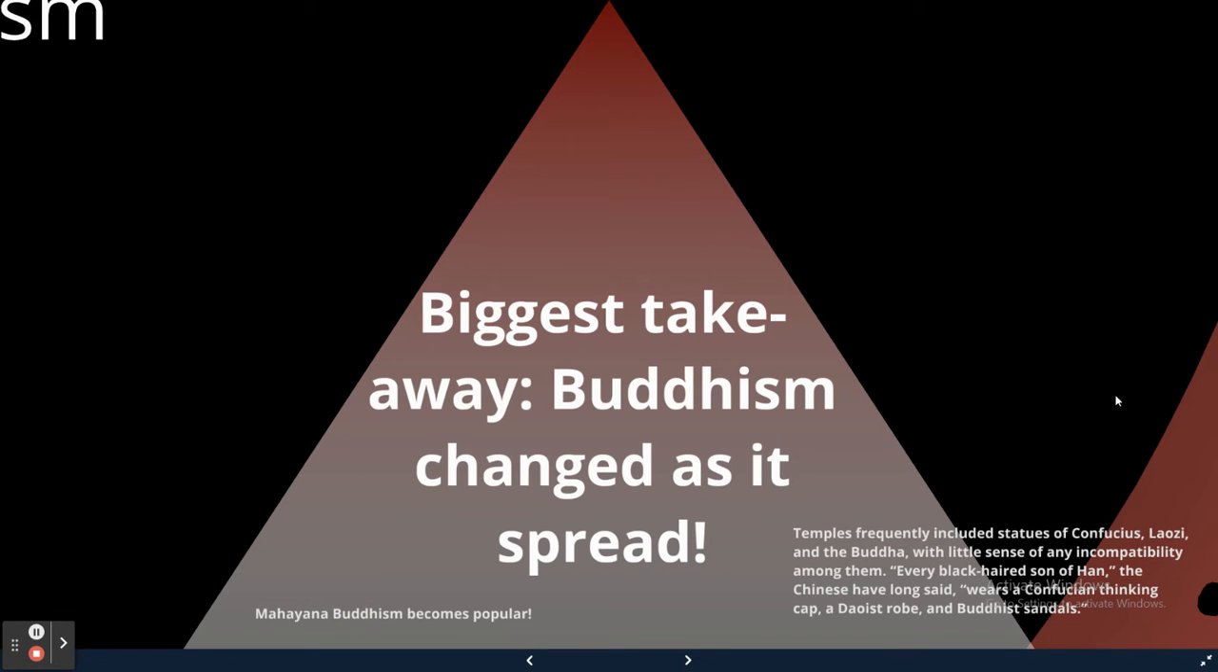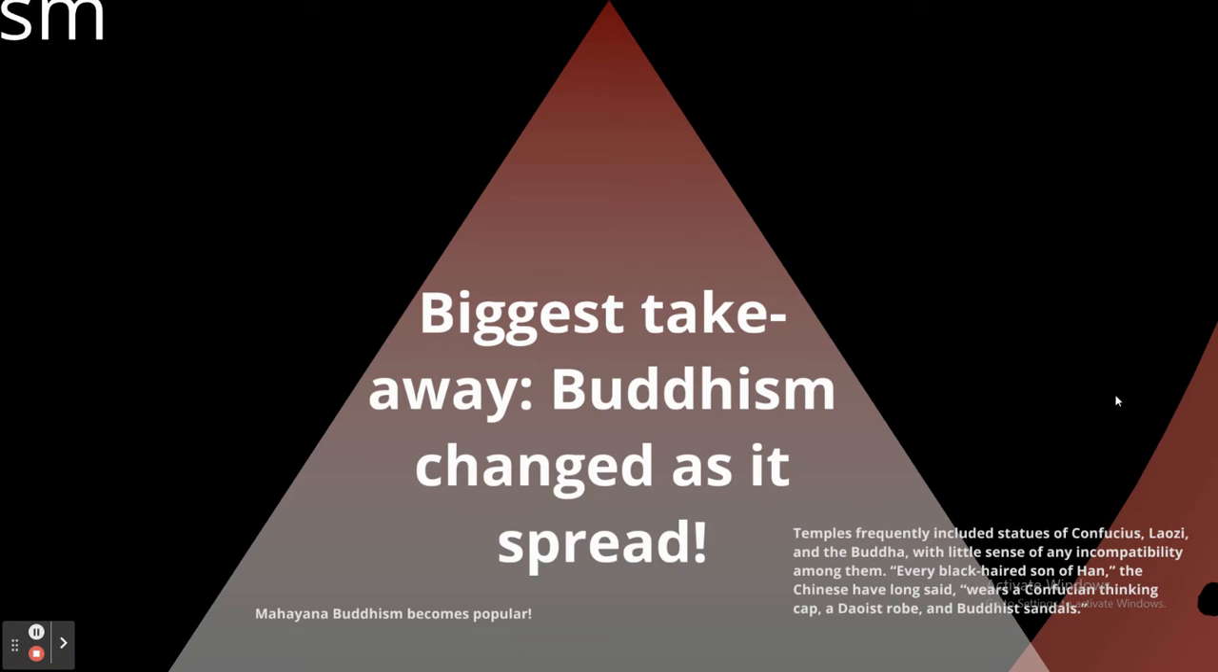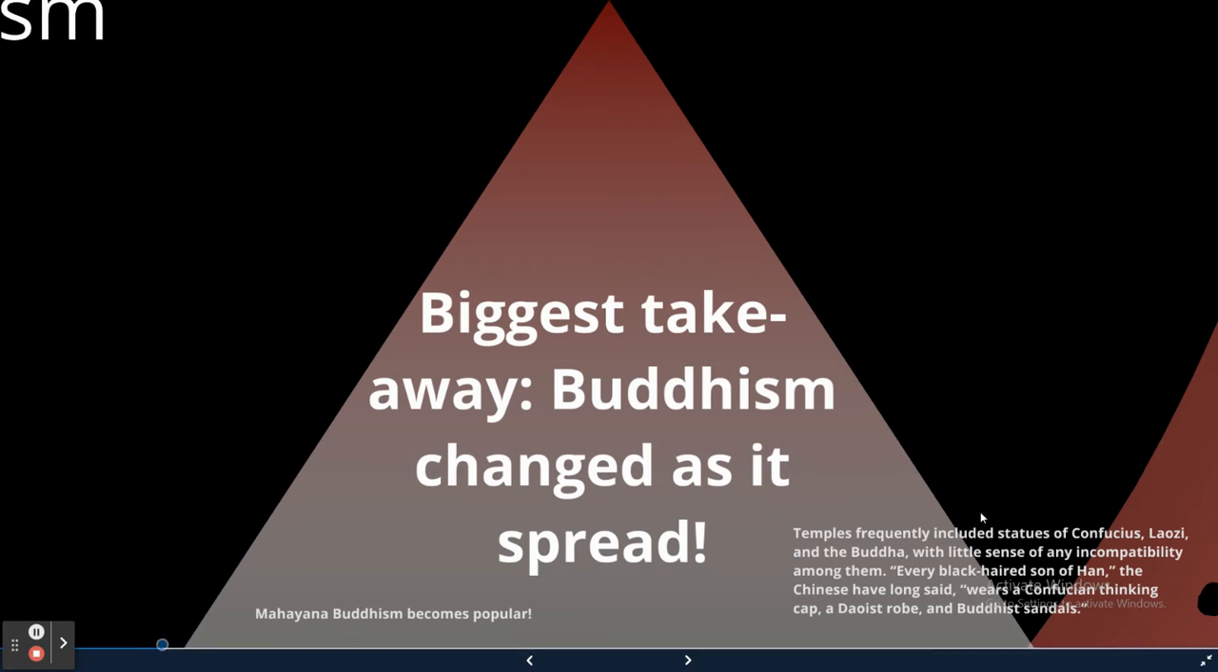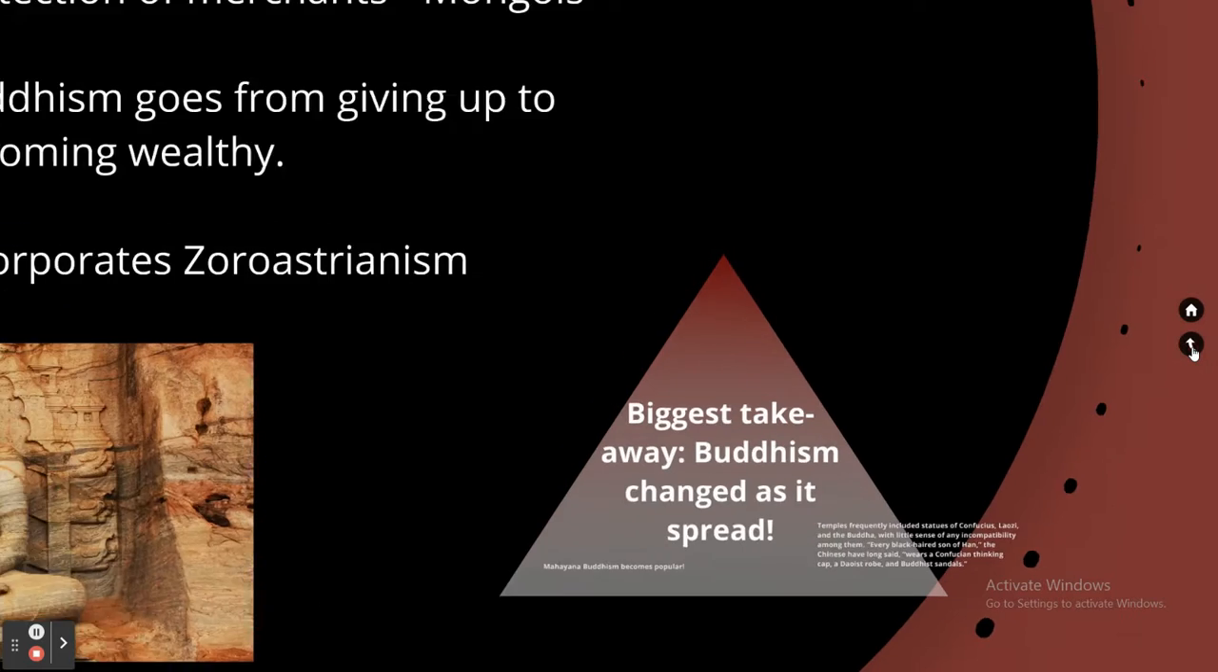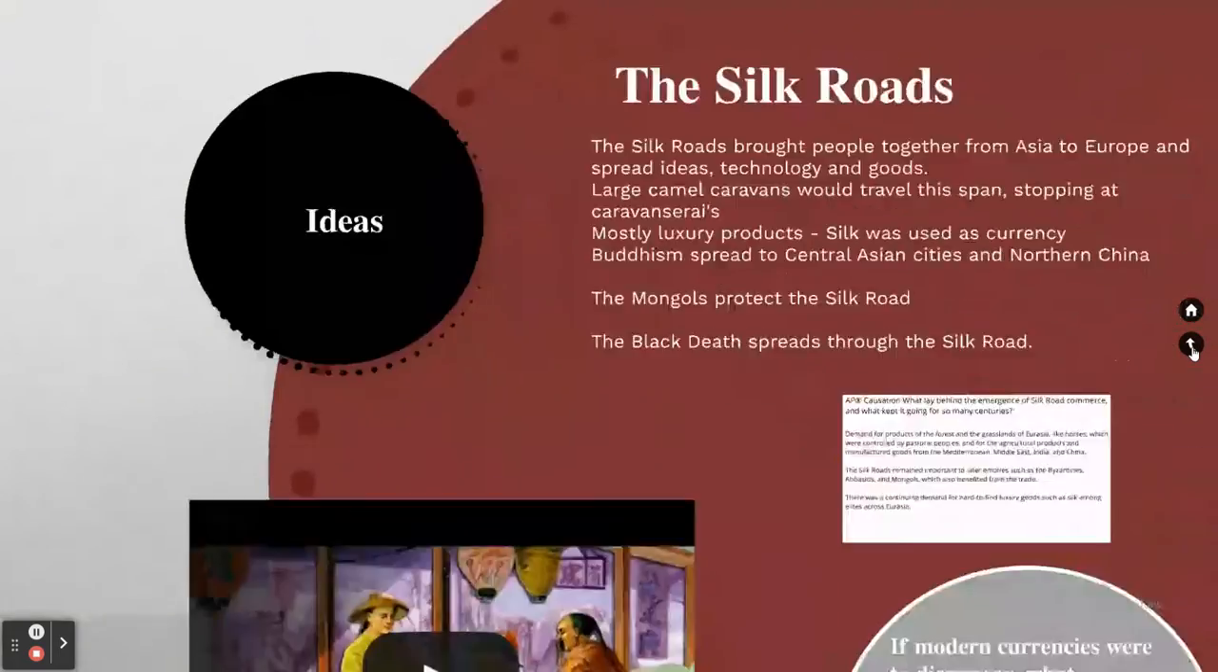And I think this quote here really says a lot. It says temples frequently included statues of Confucius, Lao Tzu, and the Buddha, with little sense of any incompatibility among them. Every black-haired son of Han, the Chinese man, the Chinese have long said, wears a Confucius thinking cap, a Taoist robe, and Buddhist sandals. Kind of letting you know that they have syncretically embedded all three of those ideas in the religion and brought them together into their personal culture.